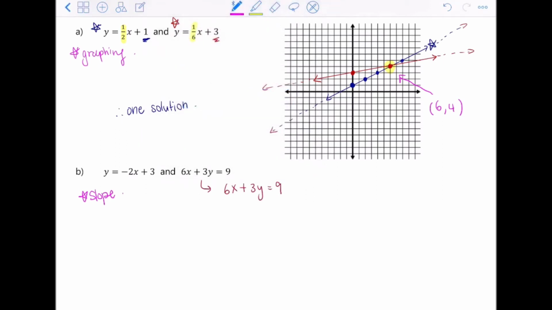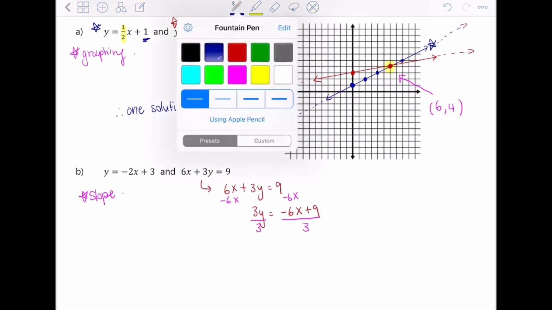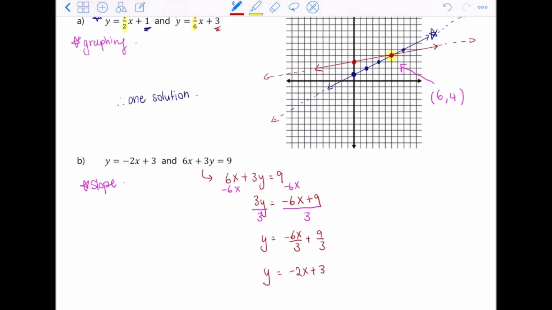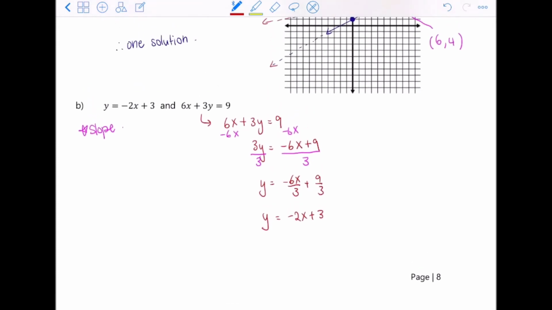We want to have it in slope-intercept form. So I want to isolate y, so we're going to take away 6x from both sides. We are left with 3y equals negative 6x plus 9. Divide both sides by 3. And y equals negative 6x over 3 plus 9 over 3, which is just negative 2x plus 3. All right, so this is our equation 2.